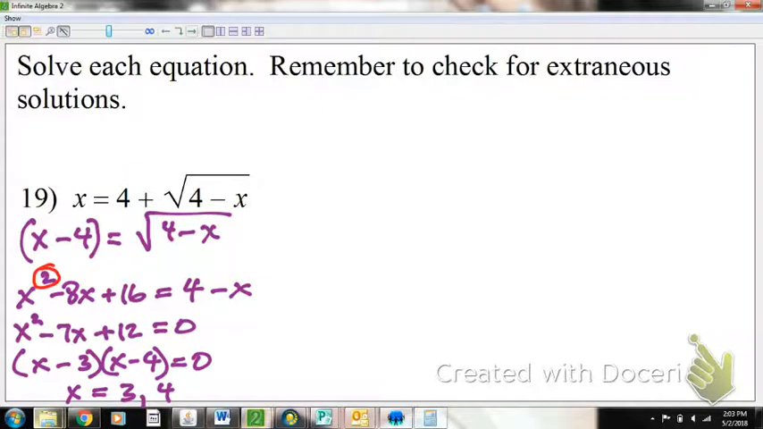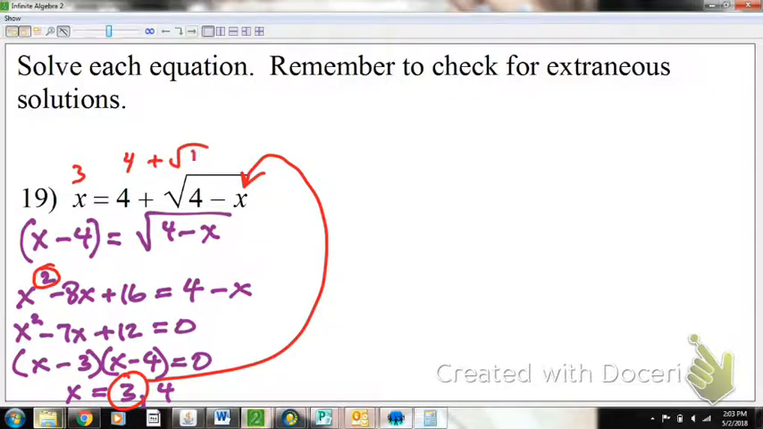Sometimes it can, but if we plug 3 into this equation right here, you get 4 minus 3, that's 1, right? So on this side, you're left with 4 plus the square root of 1 equals 3. That is not true. All right, so 3 is a bad solution. We're not going to keep 3 as a solution.